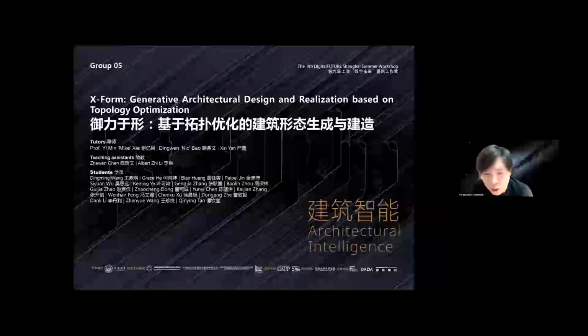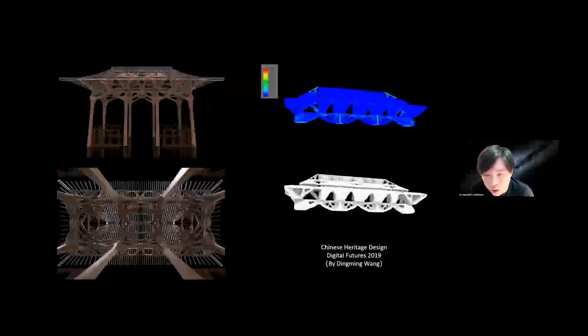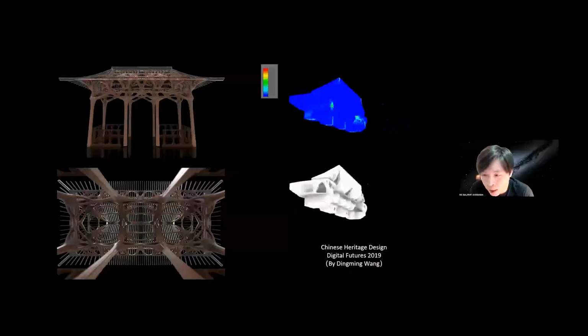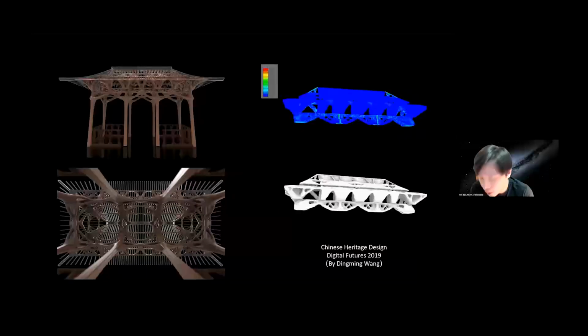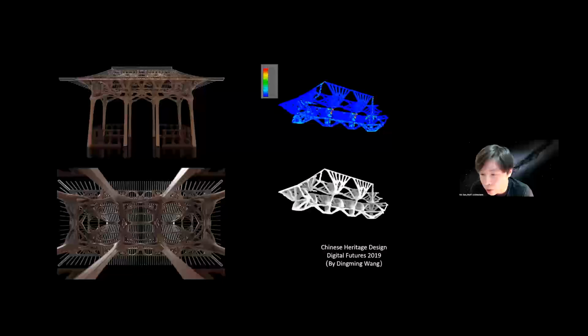Then we ran the Amoeba topology optimization workshop XForm, which has the same name as our projects, in 2019, which is four years ago. This is a very interesting design by one student, Dingming Wang. He designed a Chinese heritage building using topology optimization plus timber structures.